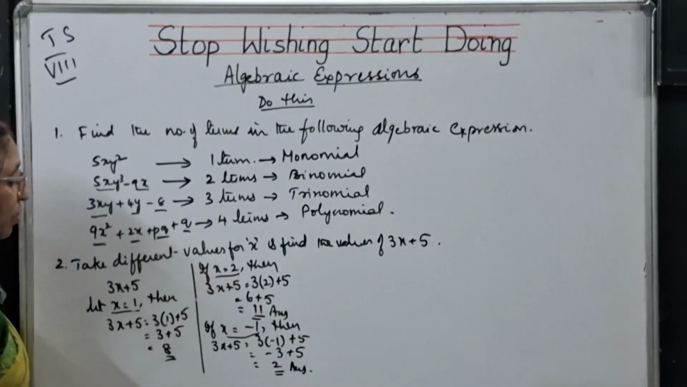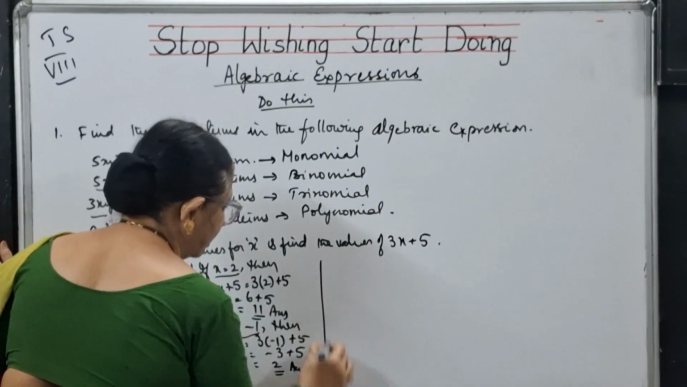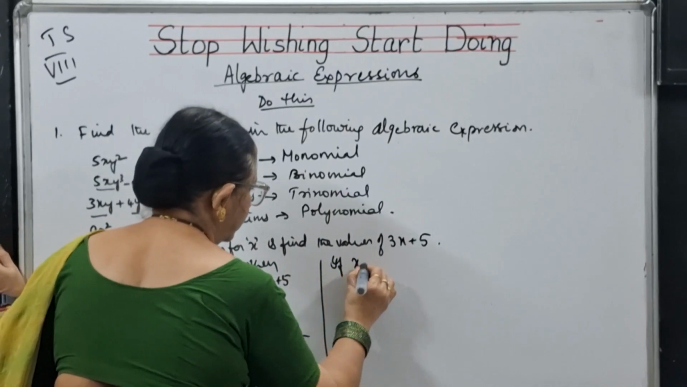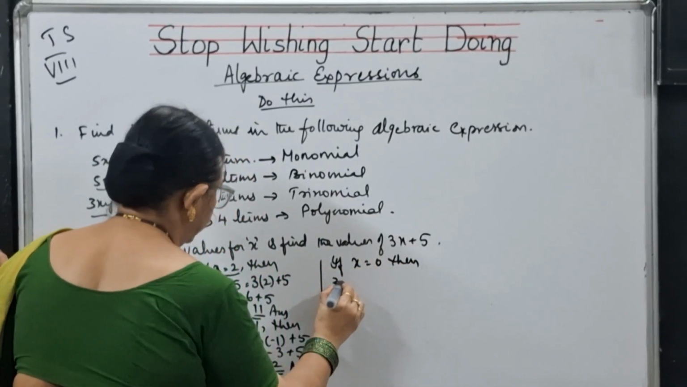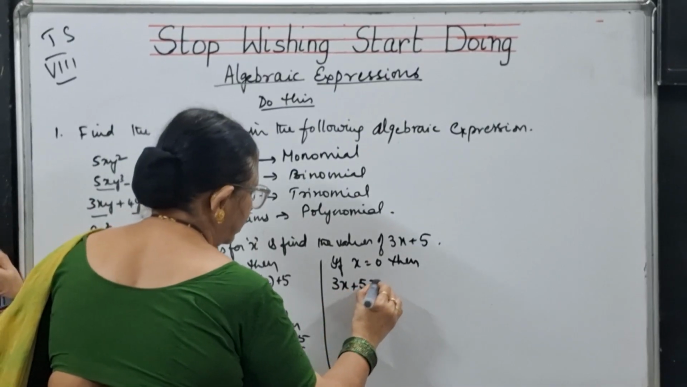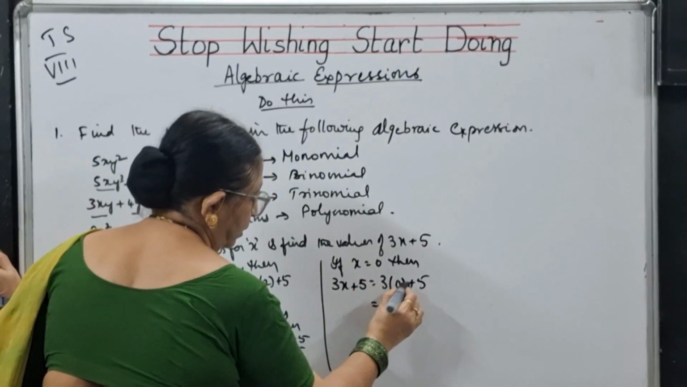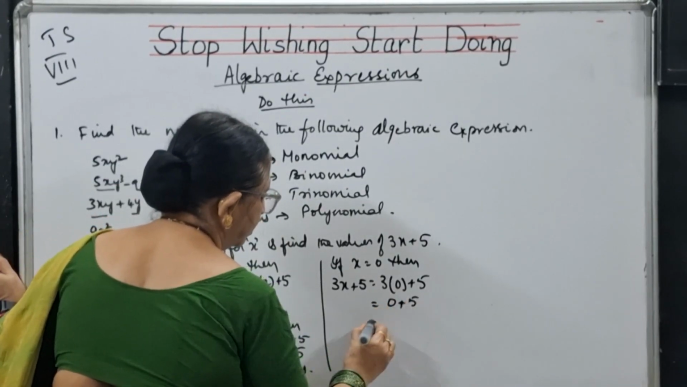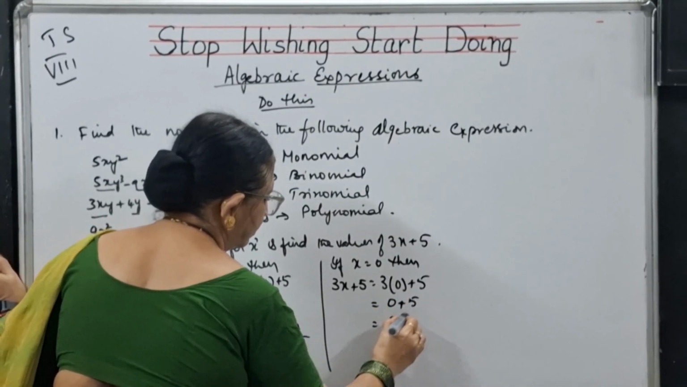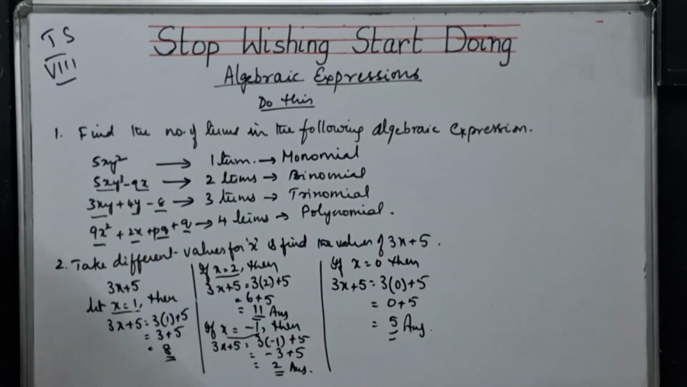2 is the answer. One more I will do, children, only one more. That is if I take x is equal to 0. If x is equal to 0, then what are you getting? 3x plus 5 is equal to 3 into 0 plus 5. 3 into 0, any number into 0 is 0 only, plus 5. That is 5 is the answer. So in this way, substitution, you should be very thorough, children. Please note it down.